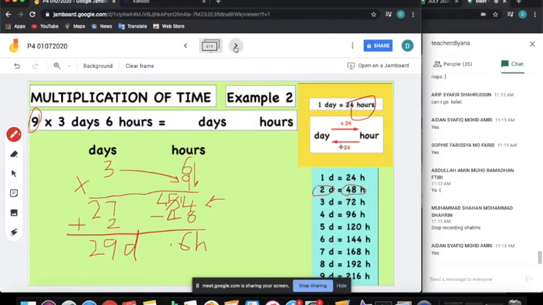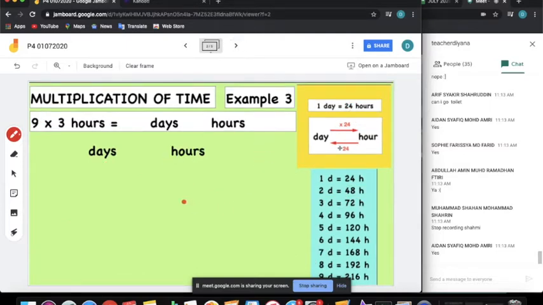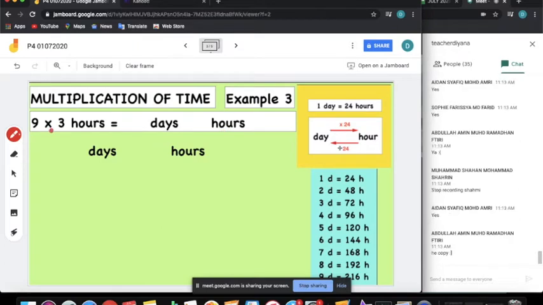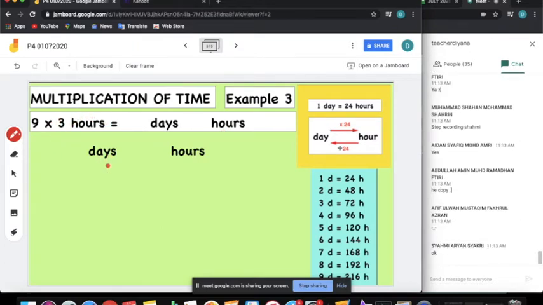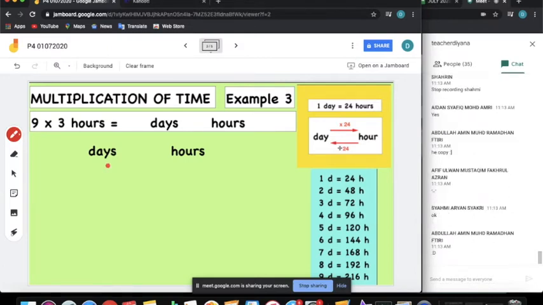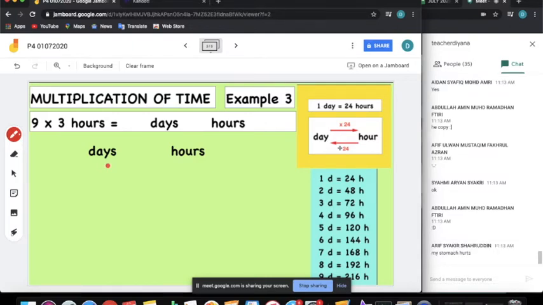Okay, now everyone, try this question. It's between days and hours also, so you arrange properly. Do it now. Stop talking at the chat box. Answer me. Just go, Arif Shakir, I told you already. Isha answered 1 day 3 hours. Anyone?